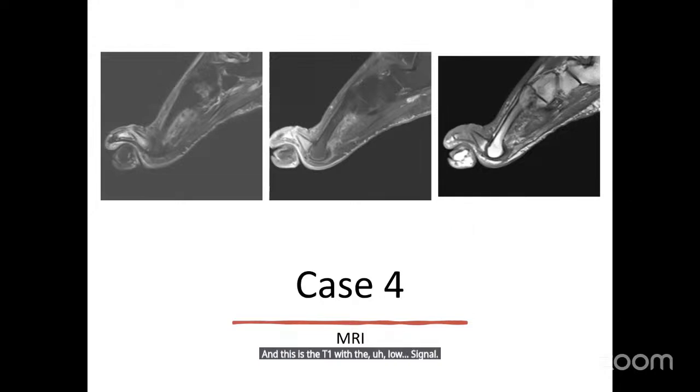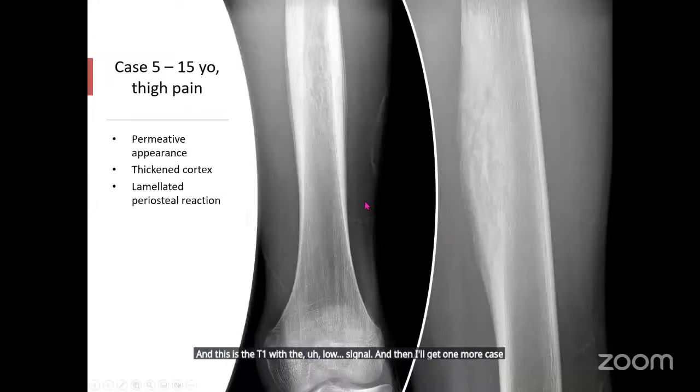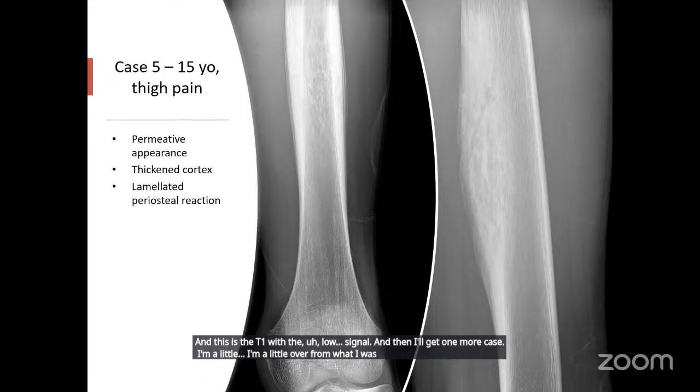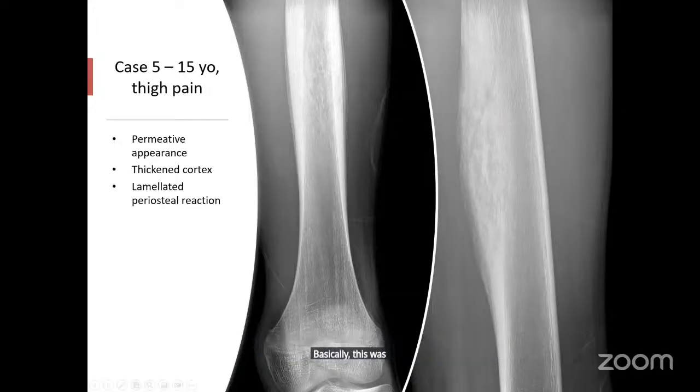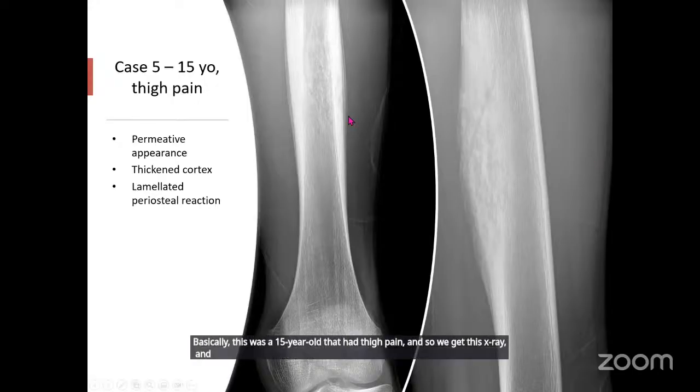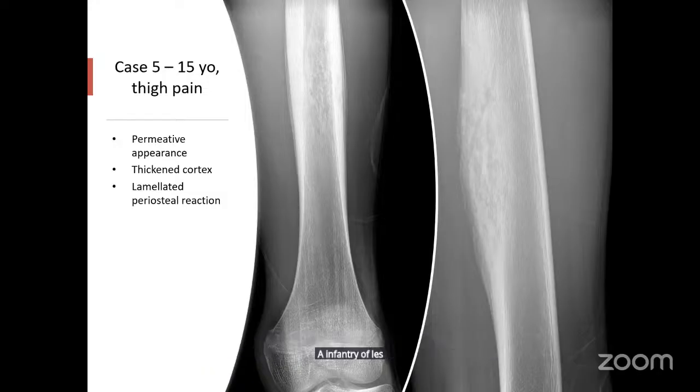And then I'll get one more case. I'm a little over from what I was aiming for, but this one I just want to show you. This is a really interesting case. This is the last one I'll show you, but basically this was a 15-year-old that had thigh pain. And so we get this x-ray, and if you can see, if it's sharing on your screen well, there's lamellated periosteal reaction and this permeative lesion. In a teenager, when we see lamellated periosteal reaction and an infiltrative lesion, our top differential is Ewing sarcoma or osteosarcoma.